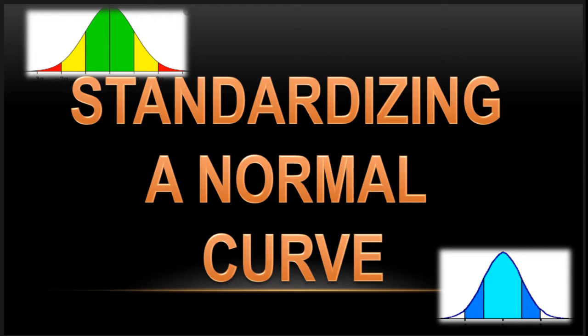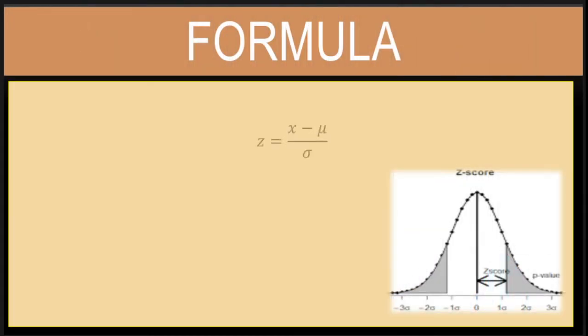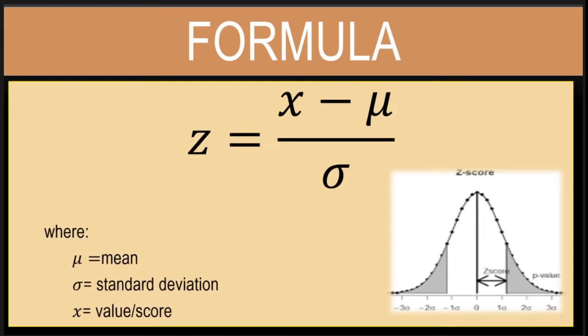In standardizing a normal curve, we will use this formula. The z-value is equal to the difference of the value and the mean, divided by the standard deviation, because all normally distributed variables can be transformed into a standard normally distributed variable.